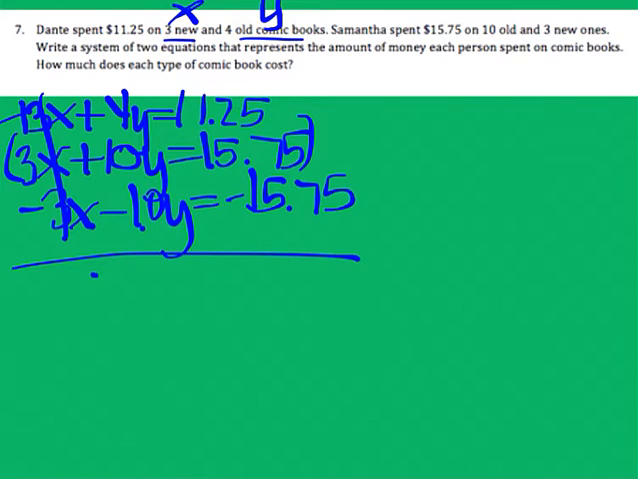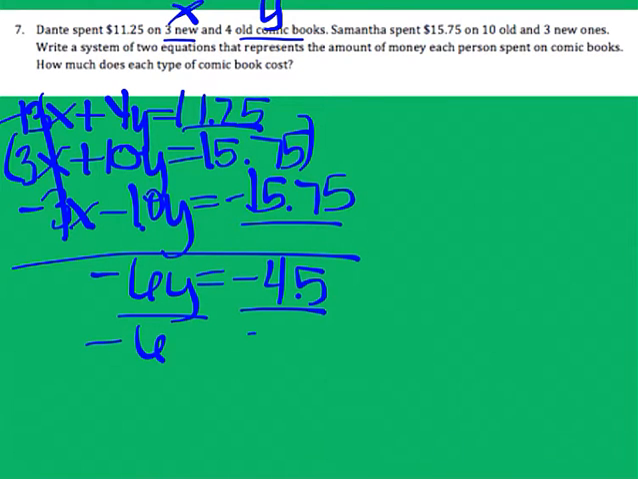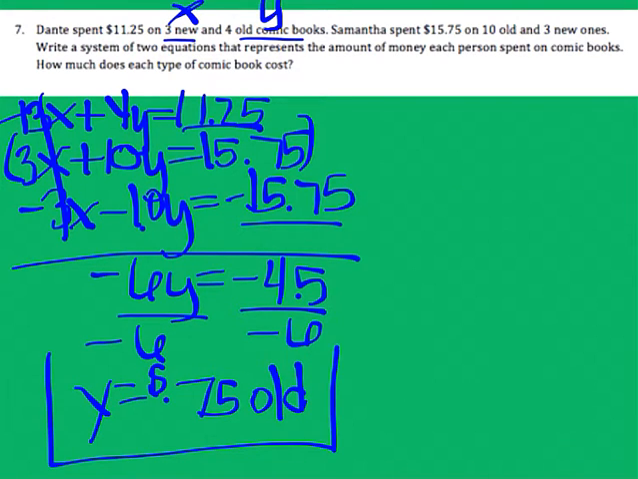4y minus 10y is going to give me a negative 6y. And then I'm going to have 1125 minus 1575, which is going to give me a negative 4.5. So now I'm going to divide both sides by a negative 6. And then I get that y is equal to 0.75 for the old comic book. So I need to make sure I note that that's for the old. So now I need to get for the new comic book.